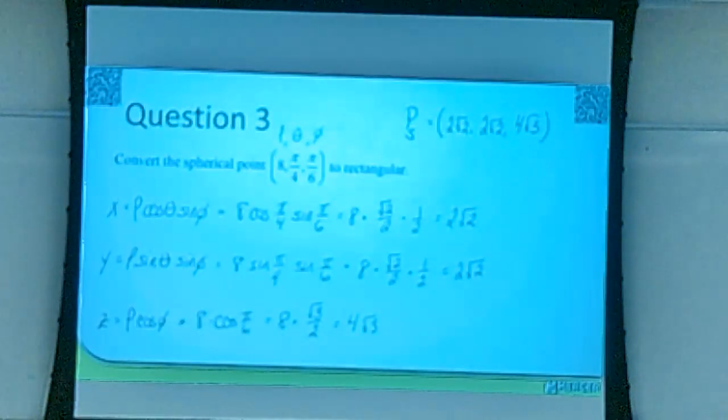That would be the point in spherical coordinates. 2 root 2, 2 root 2, or I'm sorry, in rectangular, sorry. That'd be the point in rectangular: 2 root 2, 2 root 2, 4 root 3.